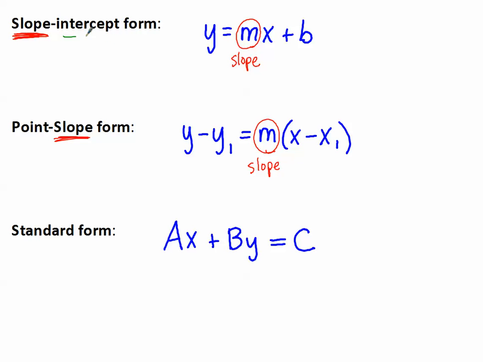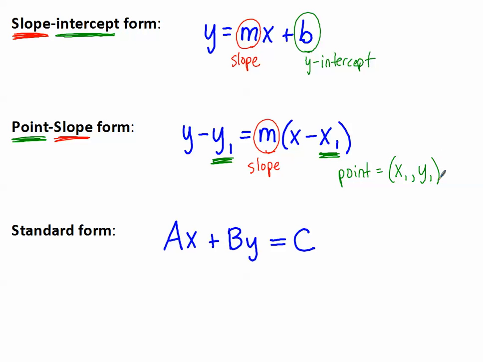In slope-intercept form, the b tells us the y-intercept. So it can help us find a starting point. Well, in point-slope form, it also gives us a starting point. The starting point is the x1 and the y1 coordinates. So a point that we can start with is x1, y1. Notice these are subtracted. So if we had x minus 3, that would be a positive 3 in that coordinate.